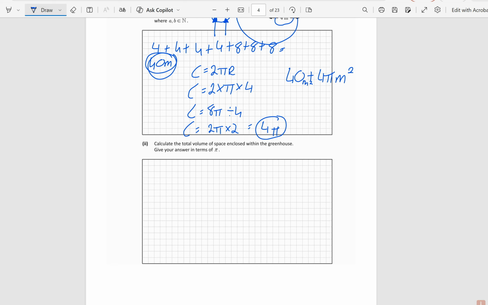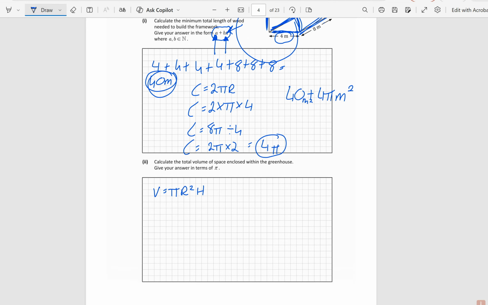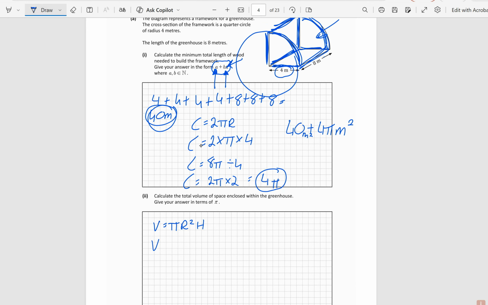Then it says calculate the total volume of the space enclosed within the greenhouse. It's quite handy. Volume equals pi r squared h. We know the dimensions. So volume equals pi. We can leave it as pi because it says leave your answer in terms of pi. Multiplied by the radius, which is 4 squared, multiplied by the height, which is 8. If we work it all out, the volume equals 32 pi meters cubed.